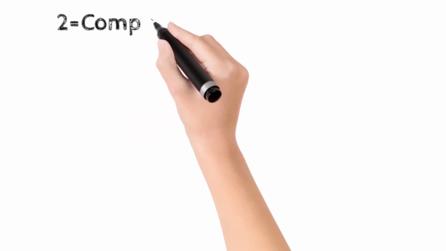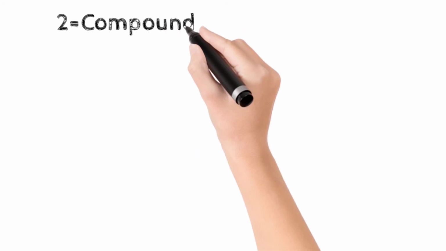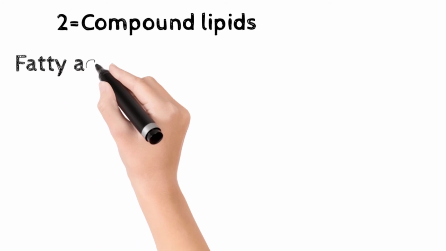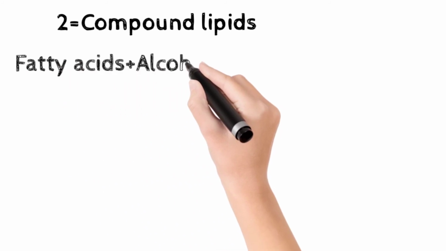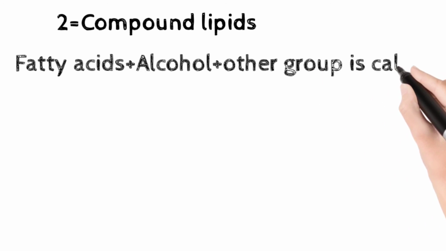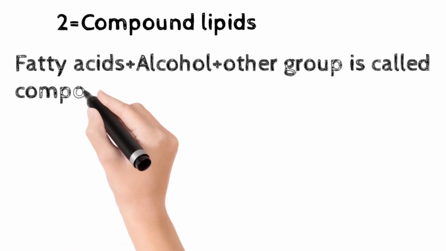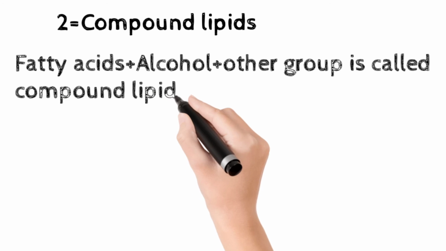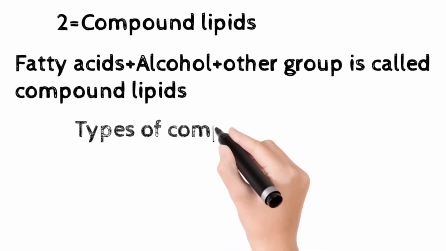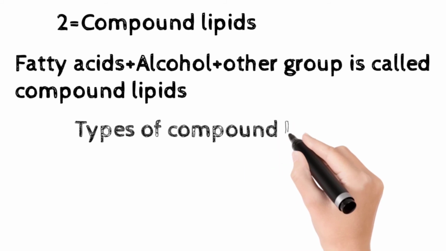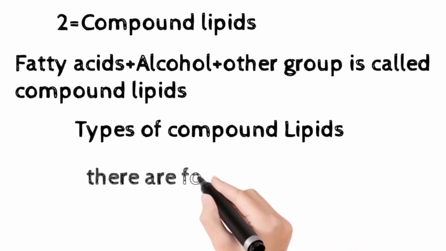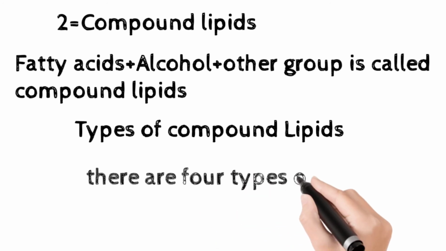Now after simple lipids and their types, come to the second type of lipids, compound lipids. Now in compound lipids, there is an additional part: fatty acid plus alcohol like simple lipid, plus another group, is called compound lipid. What is the difference from simple lipid? Simple lipid is formed by two components, fatty acid and alcohol, but compound lipid has another additional part, which is another group. Now come to the types of compound lipids.